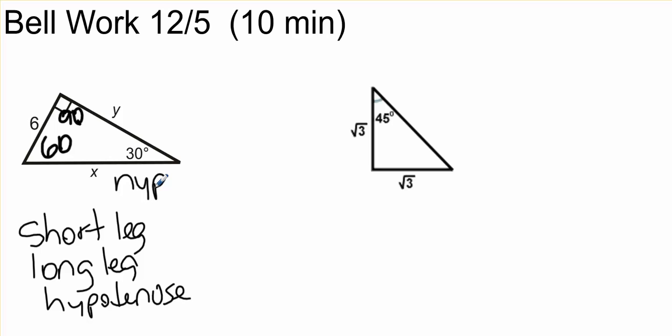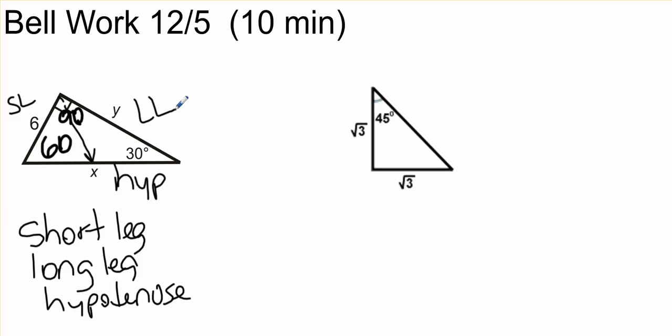Because the hypotenuse is across from the right angle. So if you start at the right angle and go to the other side of the triangle, that's always going to be the hypotenuse. And then from there, we know that the short leg has to be across from the smaller angle, and the long leg has to be across from the longer angle. So that makes this side the short leg, and this side the long leg. So the long leg is y, the short leg is 6, and the hypotenuse is x. And we need to find x and y.